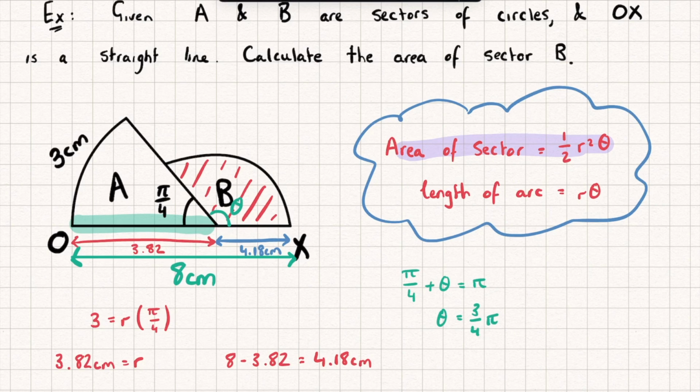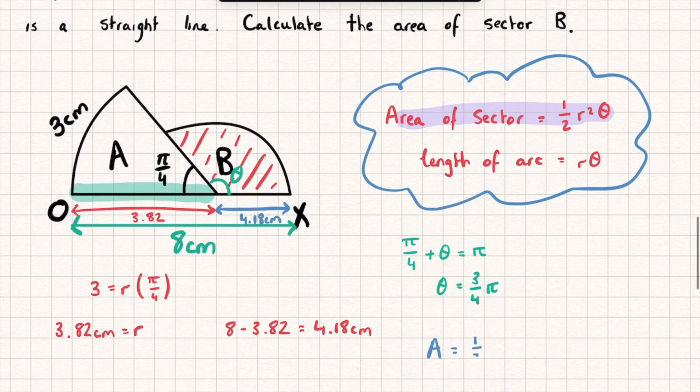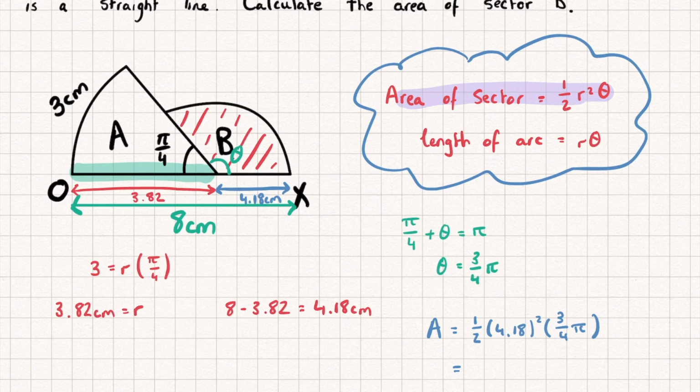Now I think I have all the information I need to find the area of sector B, because the area of sector B is going to be equal to 1/2 multiplied by the radius squared, which is 4.18, multiplied by the angle, which is 3 over 4 pi. And if I type this in my calculator to 3 significant figures, I get 20.6 centimeters squared. So you can see really this picture was not to scale at all.